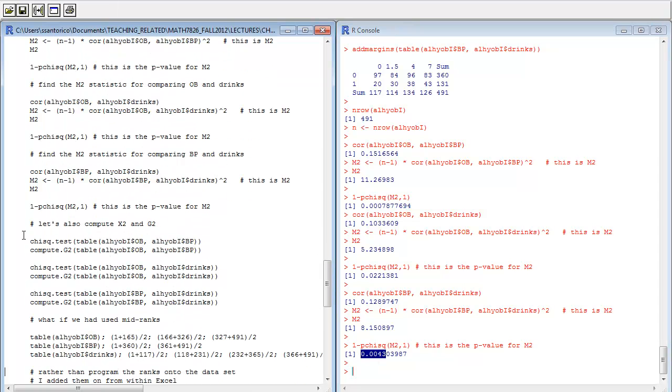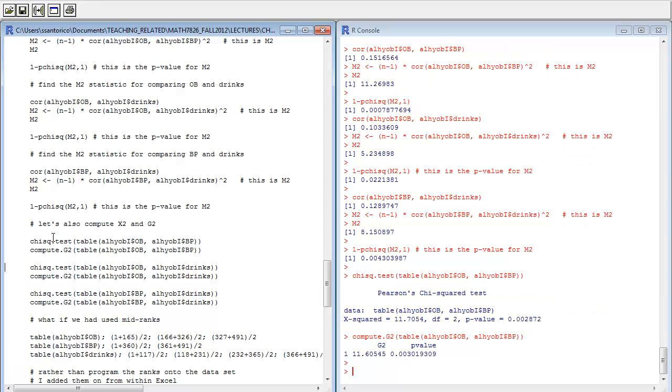So you might want to see how this would compare if I did my chi-square and my G-squared. Right, so chisq.test will do that for you. You have to tabulate your data, right? So I've got my table statement in here. I am going to use my compute G-squared function. So this will give me my chi-square test, and this will give me my G-squared test. Let's do obesity versus hypertension first. Right, so my chi-square gives me a p-value of 0.0029, and my likelihood ratio gives me a p-value of 0.0030.